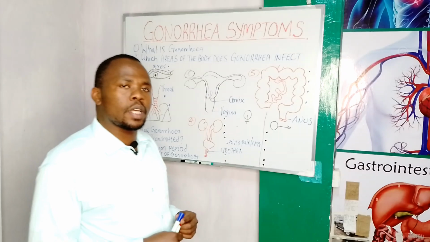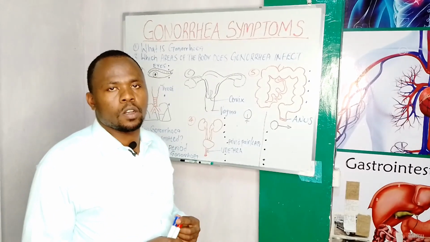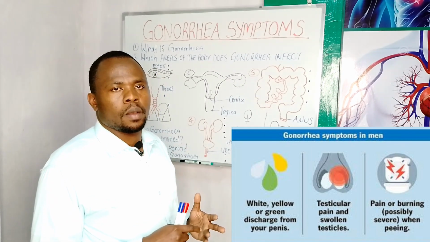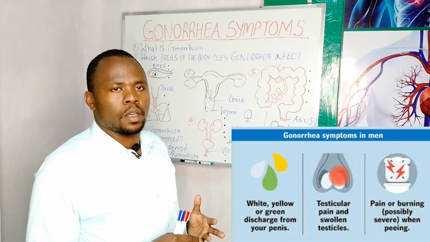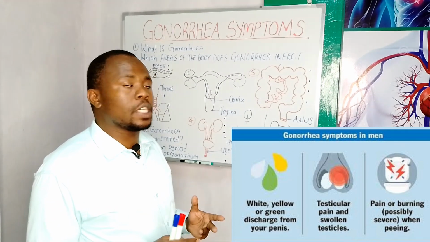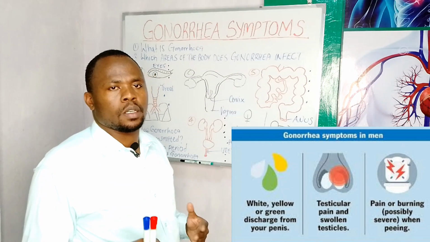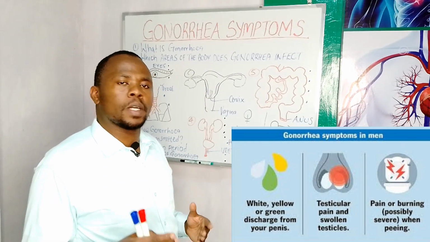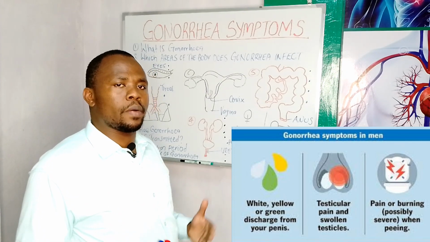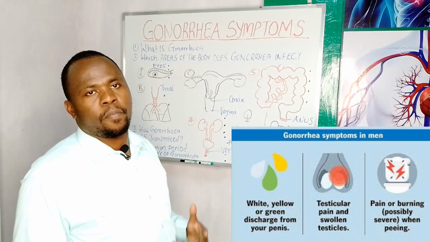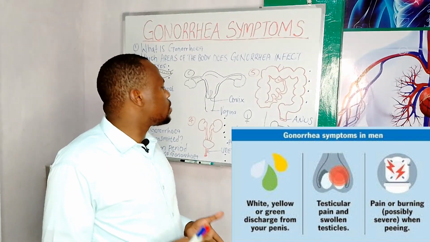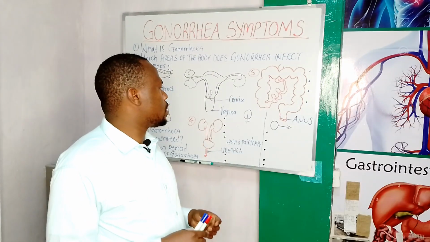What will be the signs and symptoms when gonorrhea infects males? Males will experience urethral discharge. That is a discharge that will come from the tip of the penis. This discharge might be clear, creamish, or yellowish in color. You might notice your underwear has some stains of pus. You might also experience swelling of the testicles and also pain in the testicles.